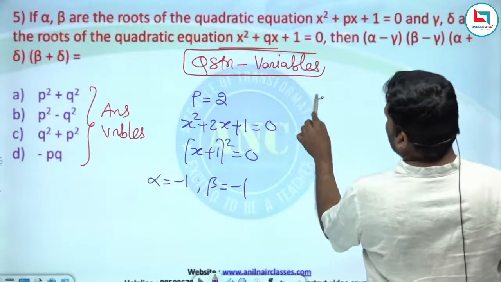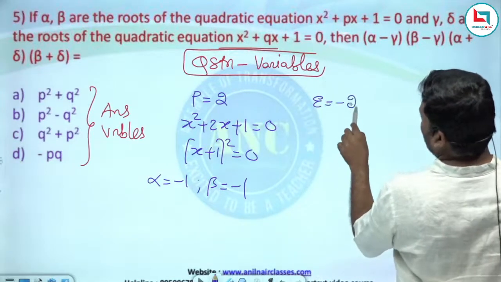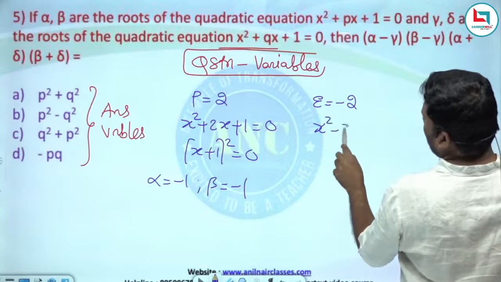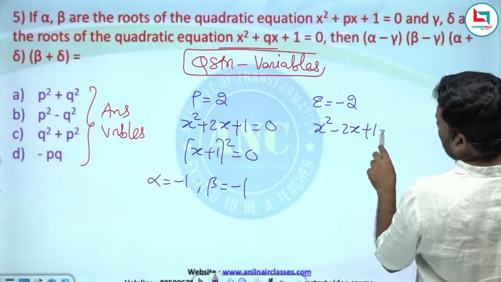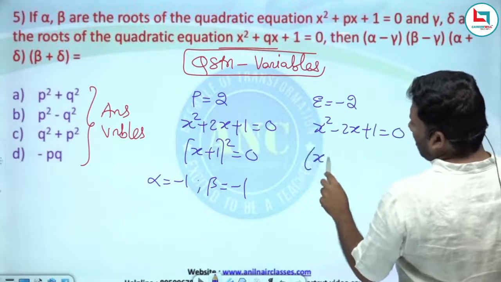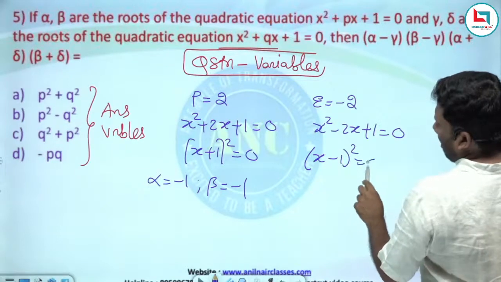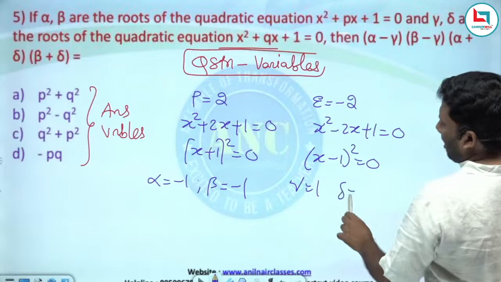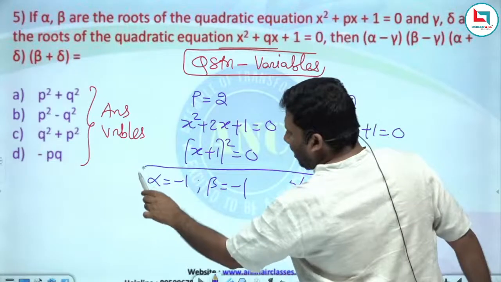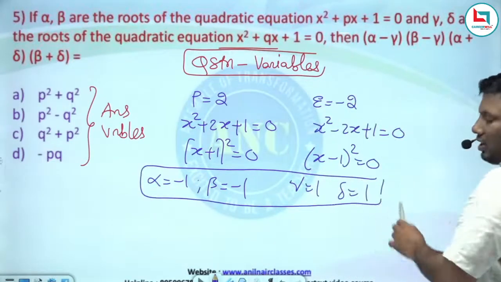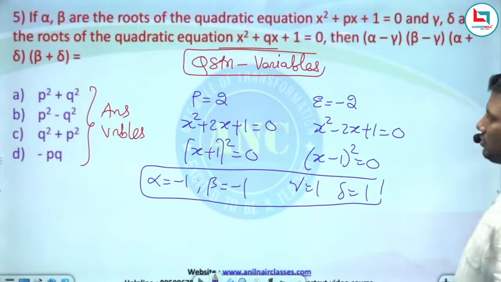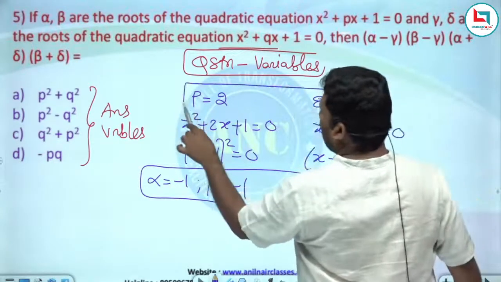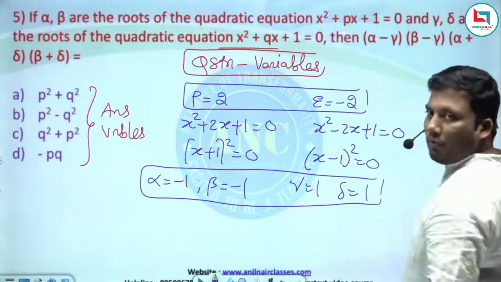Next one, take q equivalent to minus 2. So it is x square minus 2x plus 1 equivalent to 0. x minus 1 whole square equivalent to 0. That means gamma is 1 and delta is 1. Alpha is minus 1, beta is minus 1. Gamma is 1 and delta is 1. p is 2 and q is minus 2. Now we will do one by one.